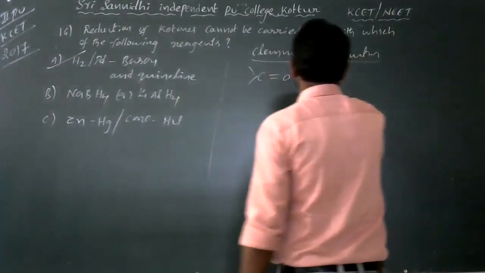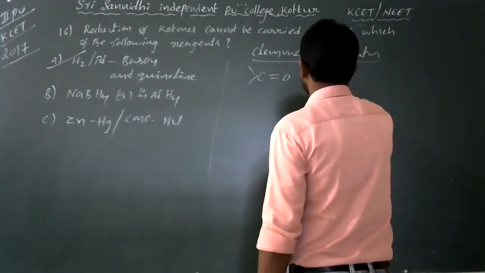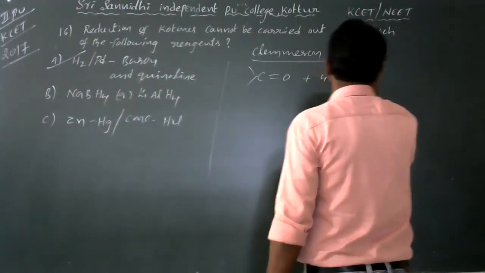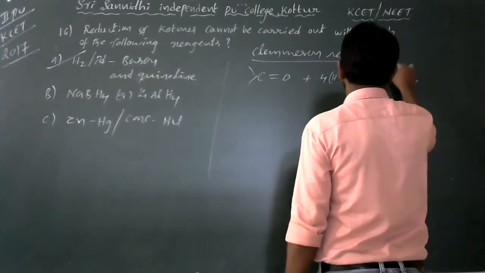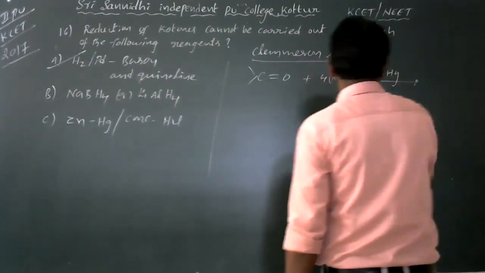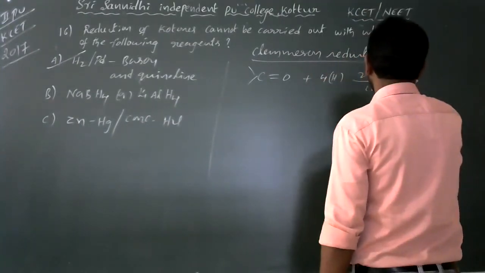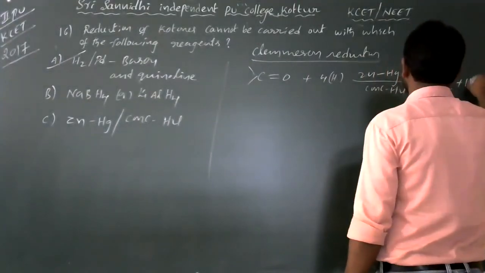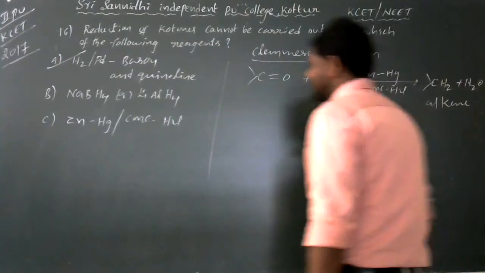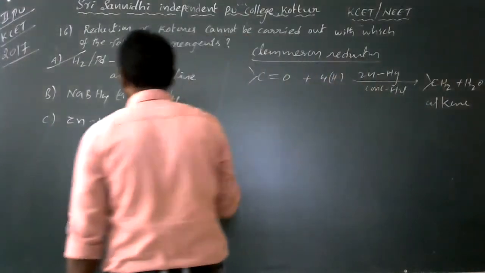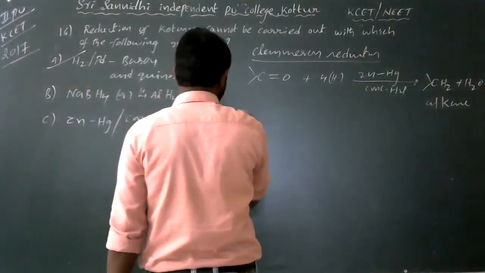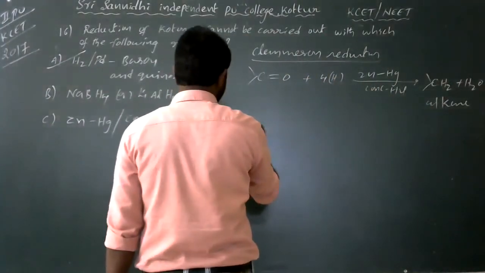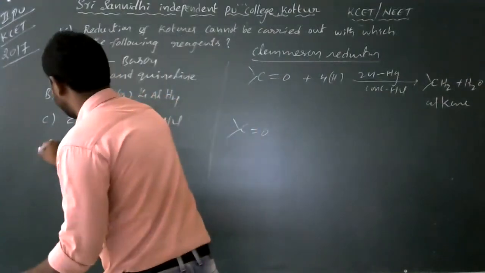So aldehydes and ketones undergo reduction in the presence of ZnHg and concentrated HCl, which forms alkane plus H2O, right. Alkane is a hydrocarbon, right. Next, option C is also, according to the question, reduction of ketones. And aldehydes and ketones, in option D, what is given here.